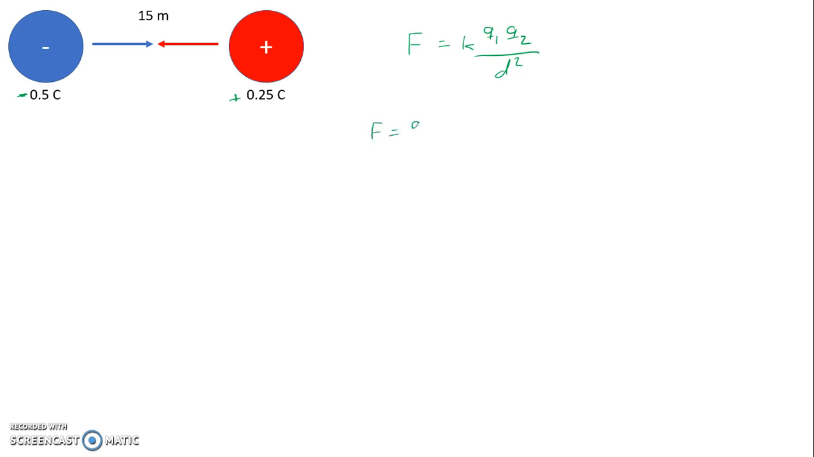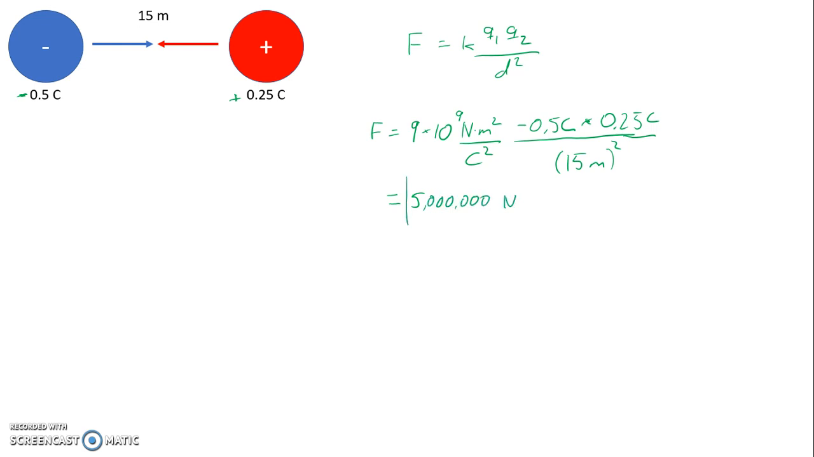So the electric force is going to be K, which we decided was 9 times 10 to the 9th newton meters squared per coulomb squared, times Q1, which we said was negative 0.5 coulombs, times Q2, which was a positive 0.25 coulombs, divided by D squared, where the distance is 15 meters. We have to square that. Throw that into your calculator, and you get 5 million newtons.